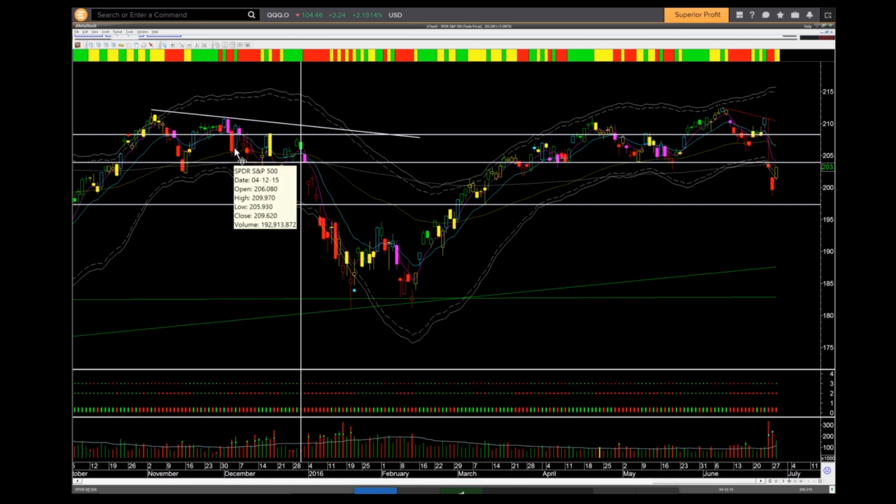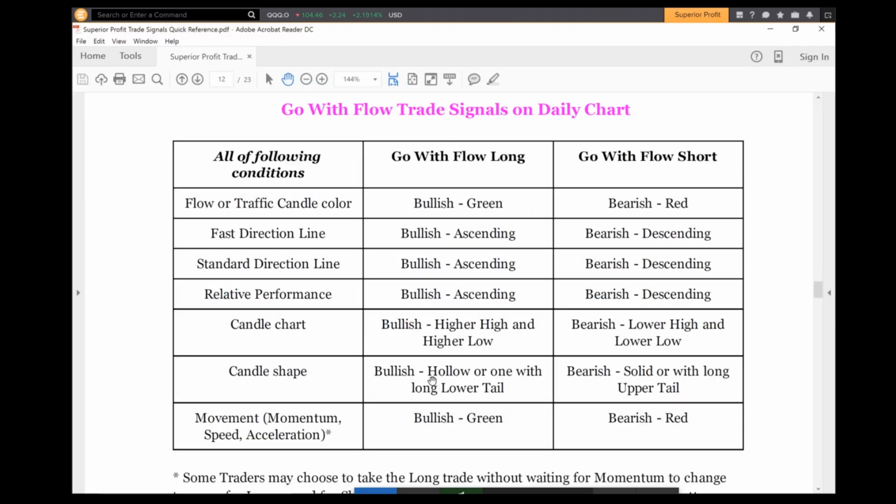Whereas if a candle is hollow, then the open is at the bottom and the close is at the top. How I remember is, hollow things float. So hollow candles must be bullish as far as that day is concerned. As of 31st December, it was a solid candle and it did have a small upper tail also. So that is what we define as a bearish shape candle. So this criteria is also fulfilled. And the last criteria for the daily chart is movement, that is momentum, speed and acceleration together, which are red.